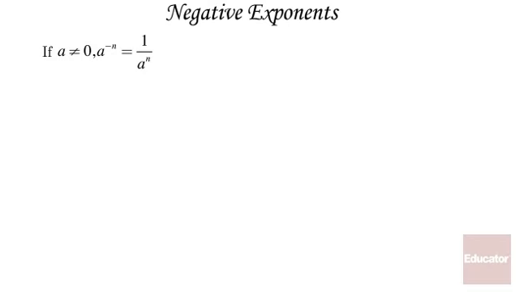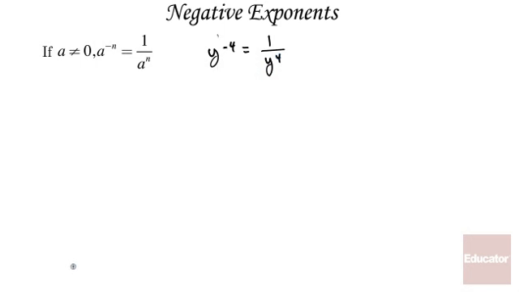Okay, first reviewing the concept of negative exponents. If a does not equal 0, and we have that limitation because we don't want to have 0 in the denominator, a to a negative power equals 1 over a to that power. So a to the negative n equals 1 over a to the n. For example, if I had y to the negative 4, I could rewrite that as 1 over y to the 4th.